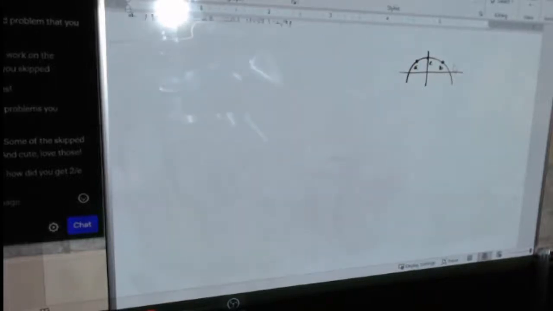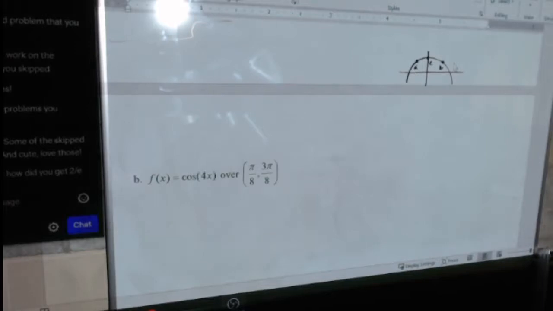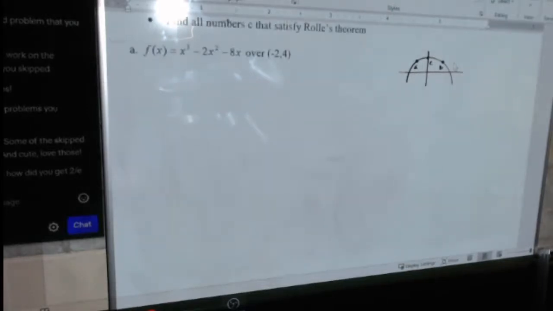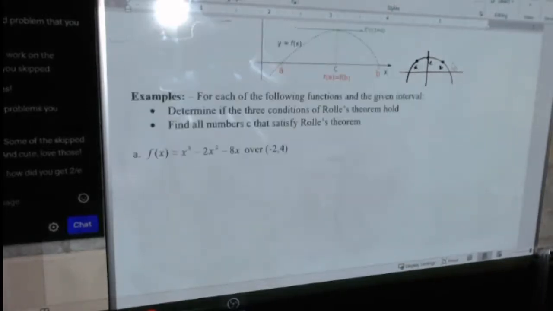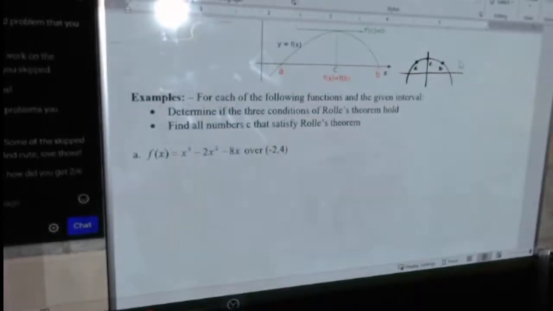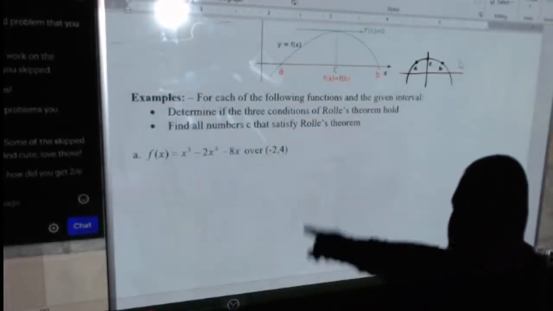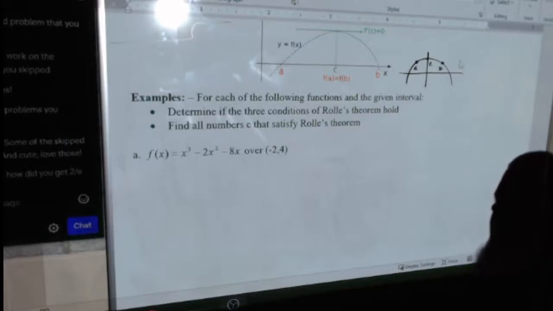So let's see, which one did I not do here? Did I do the first one? I think maybe I did both of these. Somebody want to remind me what they have in their notes really quick?